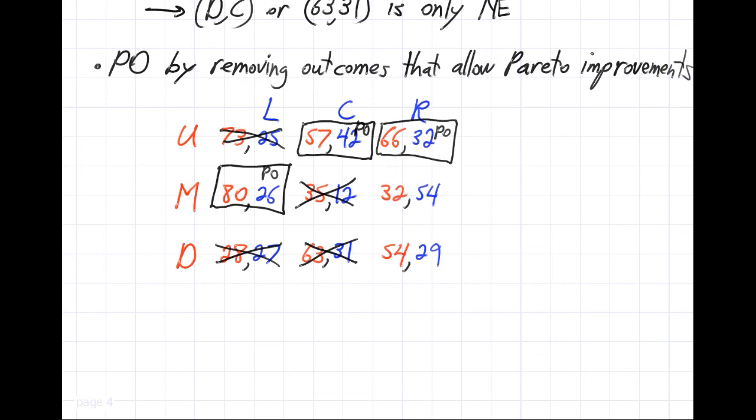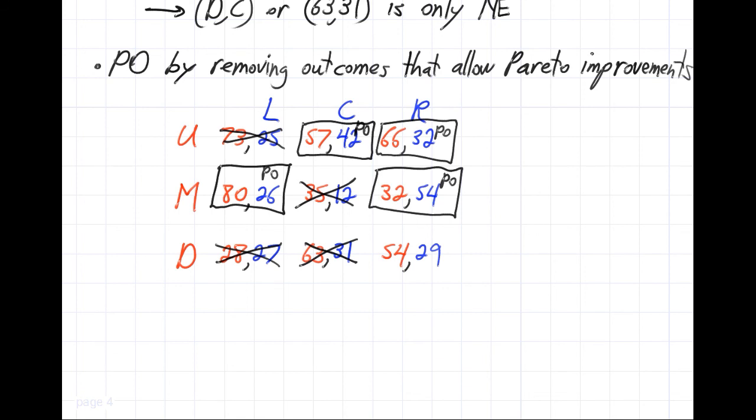There's lots that are better than 32 here, but what about 54? If you look at all the blue numbers, you'll see they're all smaller than 54. So any move to one of the other boxes is going to be a lowering of the payoff for the column player, which means we're already at a Pareto optimum because we can't move away from it and keep the column player happy.